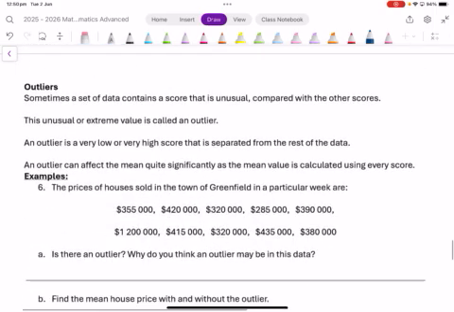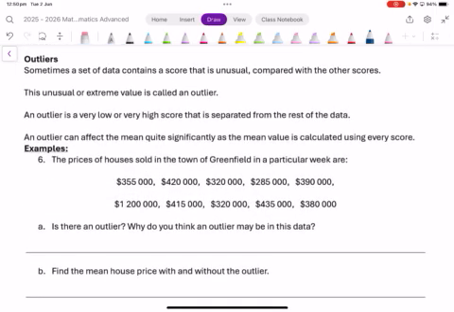Okay, the last thing is outliers. Sometimes a set of data contains a score that is unusual compared to the other scores, such as some of your test results might be unusual compared to other people's test results. So this unusual or extreme value is called an outlier. An outlier is a very low or very high score that is separated from the rest of the data.